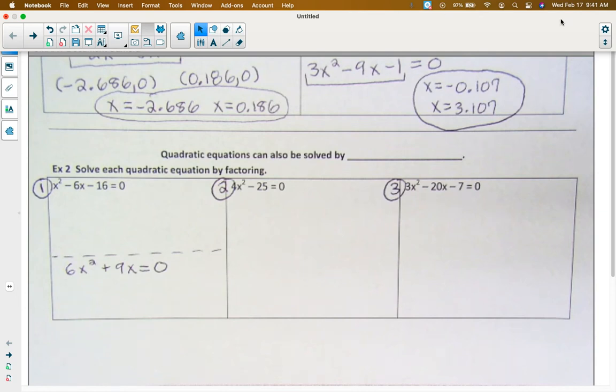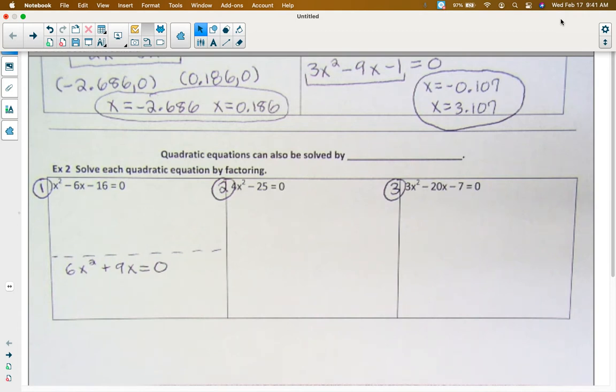Hey y'all. Yesterday we took a look at solving equations by graphing. So you make sure everything is equal to 0 and then you look for where it crosses the x-axis. Those are also called your zeros, your roots, your x-intercepts, your solution. So that was method number 1.